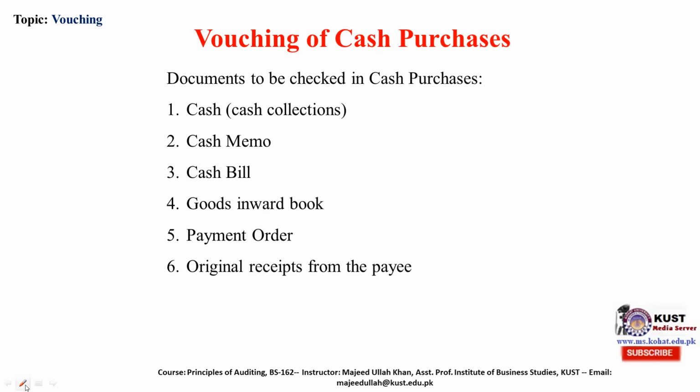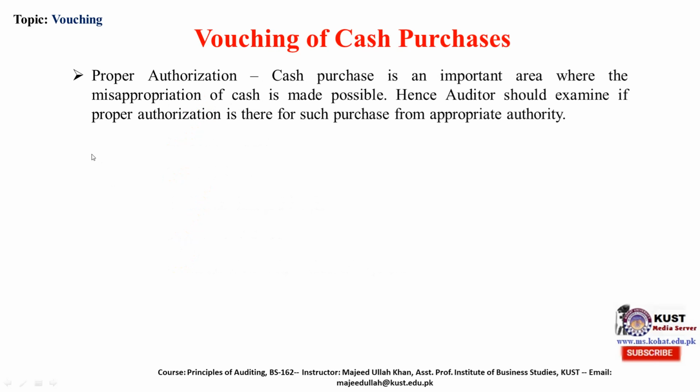Cash purchases. In cash purchases, we will check these documents: cash physical collections, cash memos, cash bills, goods inward book, payment order, and original receipts from the party. Proper authorization should be granted. Cash purchase is an important area where misappropriation of cash is made possible. The auditor should examine whether proper authorization for such purchases is given by the appropriate authority. If the purchase amount is huge, then it should be approved by the board of directors.